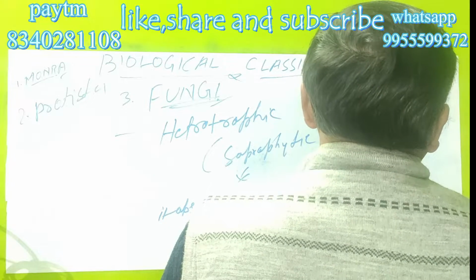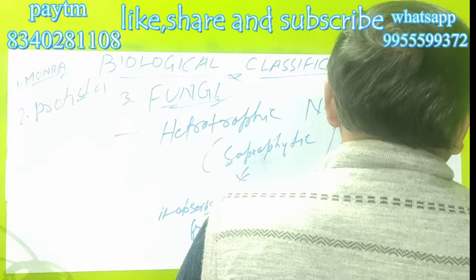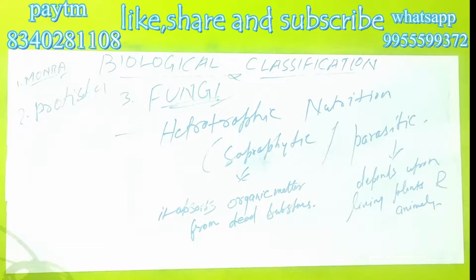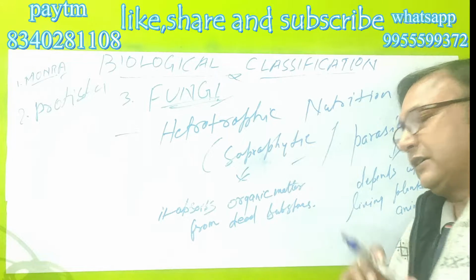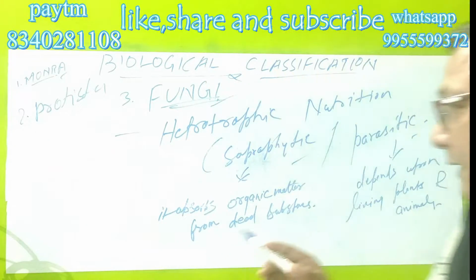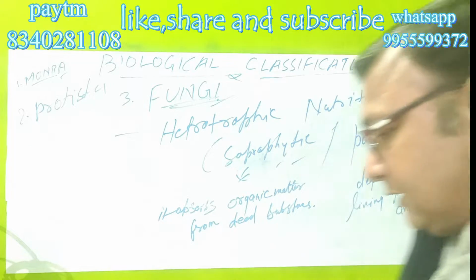So fungi has heterotrophic nutrition, that is, it is saprophytic as well as parasitic. Saprophytic means it absorbs organic food materials from dead substances, that is dead and decaying substances. Parasitic means it depends upon the living plants and animals. So this type of nutrition we find in the fungi.